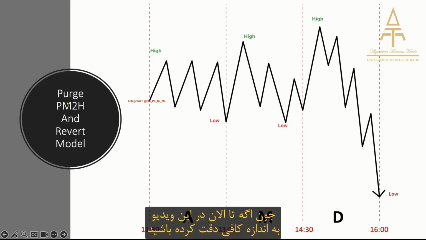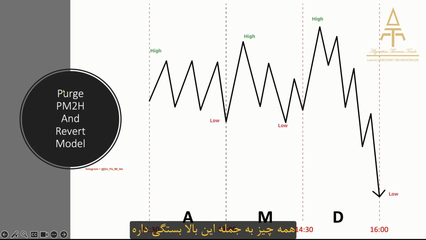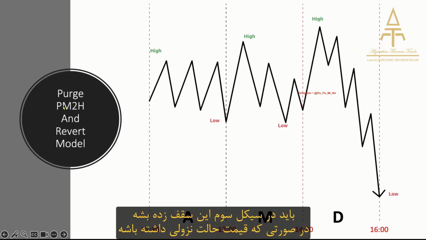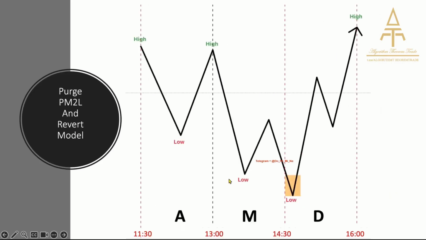Because if you have made it this far throughout the lecture, and if you have paid close attention, all this is about this sentence right here. Purge the second PM cycle's high and revert model. When should the second PM cycle's high be taken out? If price is bearish on the higher time frames during the third PM cycle. So we're looking at the previous cycle's high as a reference point to utilize going forward.